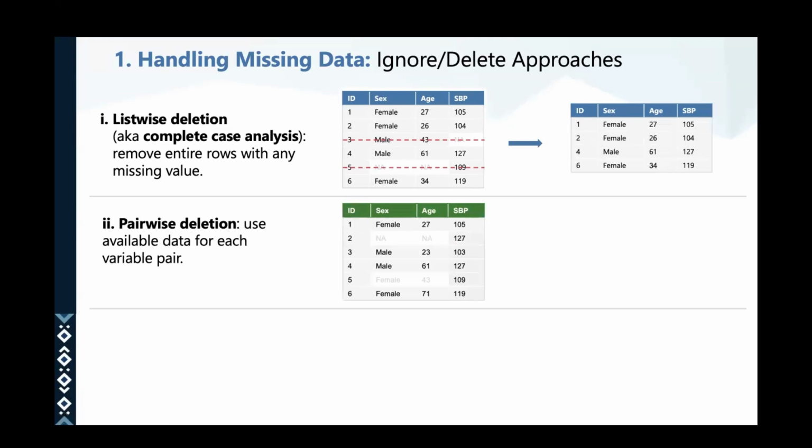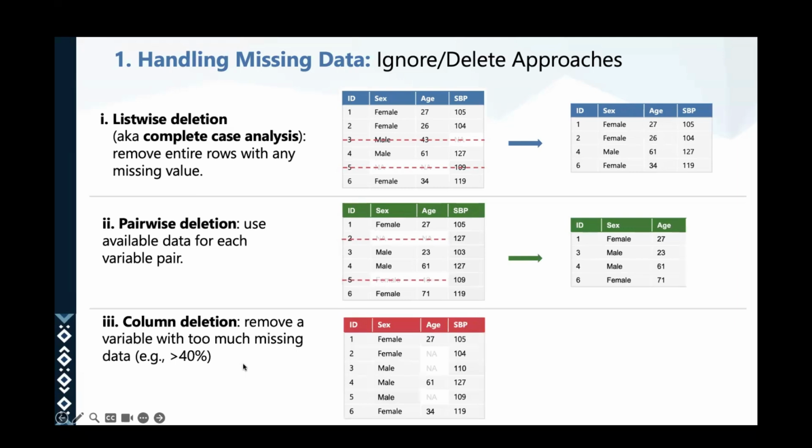In the second type, we have pairwise deletion, where you are doing analysis on a subset of the data. You pick maybe two variables and you remove missingness for only those two variables. Unlike the first type, where you remove any row that has missing data, here you first select the variables and then remove the missingness. Here, we're interested in sex and age, and we just remove missingness only for those variables.